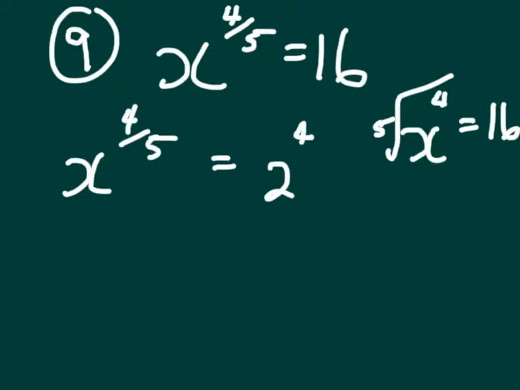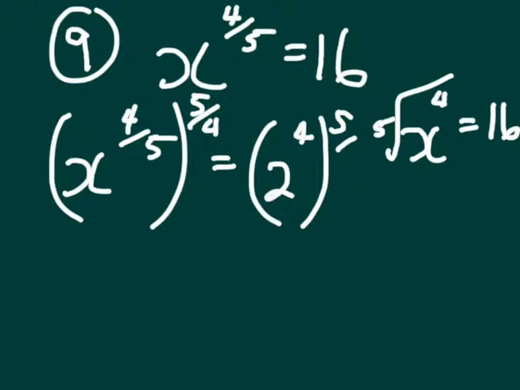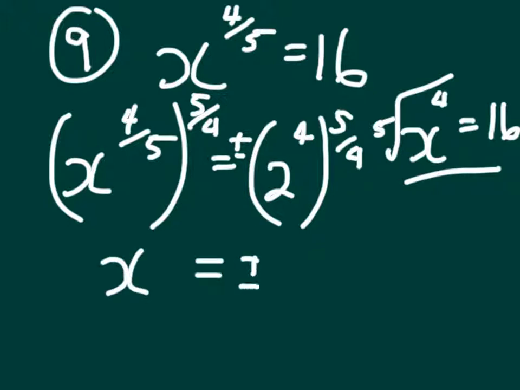What we could do is raise both sides to the power of 5/4. Just remember, we suspected two solutions. Don't forget to say plus or minus. This leaves us with x is equal to plus or minus 2 to the power of 5, which is 32.